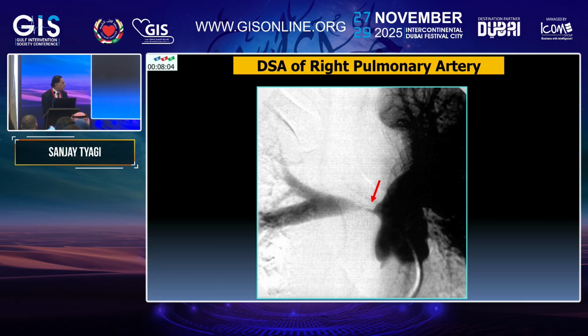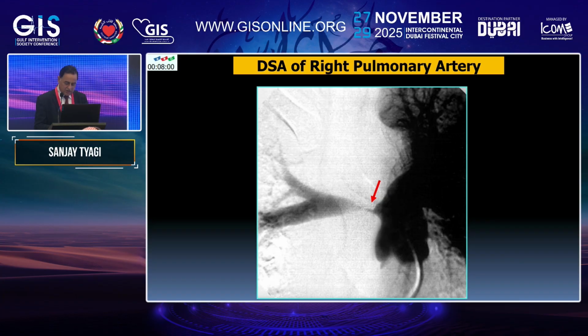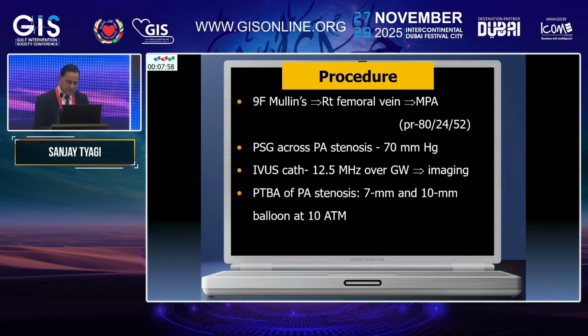The patient's right ventricular pressures and pulmonary artery pressures were elevated, and angiogram showed that the patient had severe stenosis at the ostium of the right pulmonary artery. You can see here it is a very severe stenosis at the ostium of the right pulmonary artery. So then we took a 9F Mullins catheter over a guide wire, 3-5 extra support guide wire, through the right femoral vein. And then from the main pulmonary artery, we passed a guide wire into the right pulmonary artery and found the gradient across the stenosis was 70 millimeters of mercury.